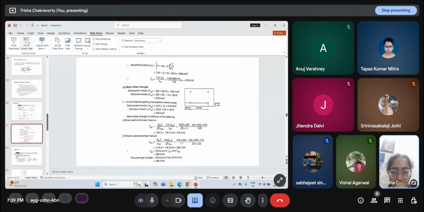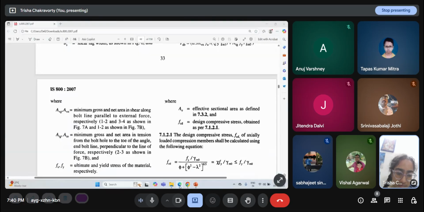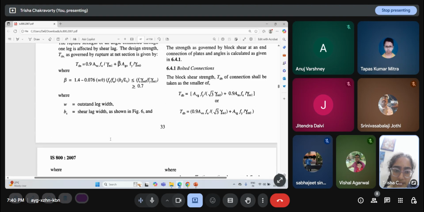So this is how the formula is being applied here. For the shear yield and tension fracture, which is the first combination, we plug in the values. Avg, the gross area here, is 1200, fy is 250. This is a shear term, so we put root 3 in the denominator, and this is the ultimate tensile term, so we put 0.9 into the net area in tension 402 into 410 divided by 1.25. These factors of safety will also be given somewhere, I guess.